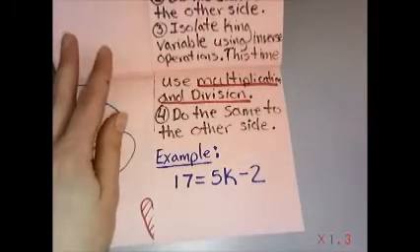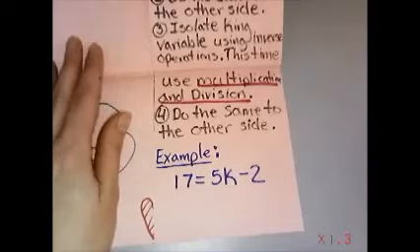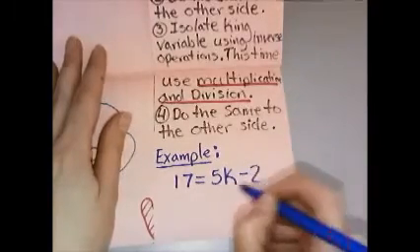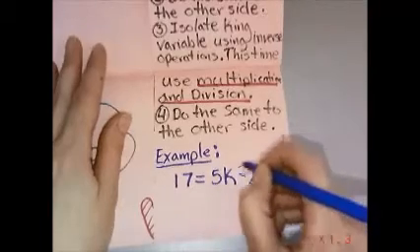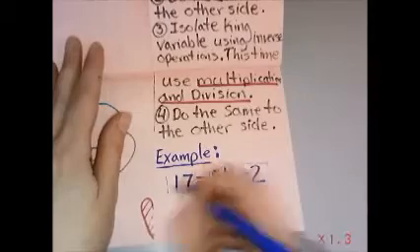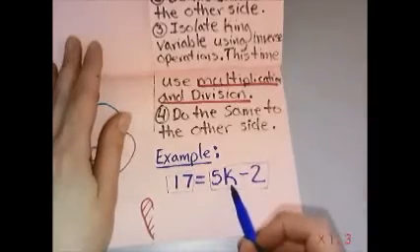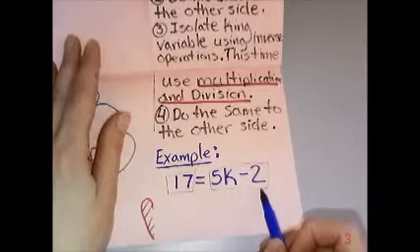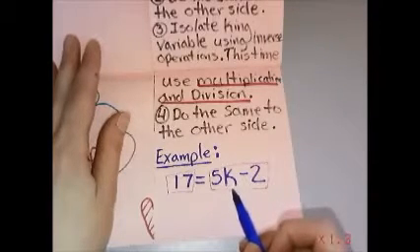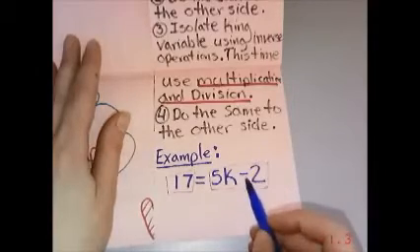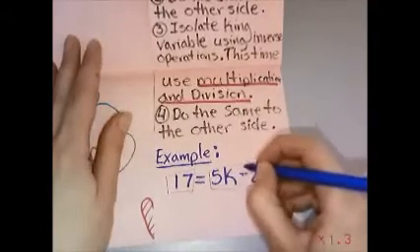Isolate king variable using inverse operations. Start with addition and subtraction. Well, first I have to find where is king variable. I'm going to box in the right side of my equation and the left side of my equation. There's king variable. He's on the right side. So I'm going to begin on the right side and I'm going to isolate king variable using addition and subtraction first.